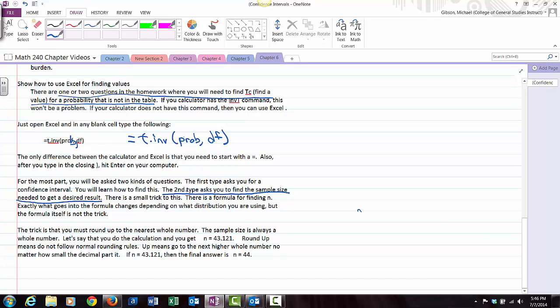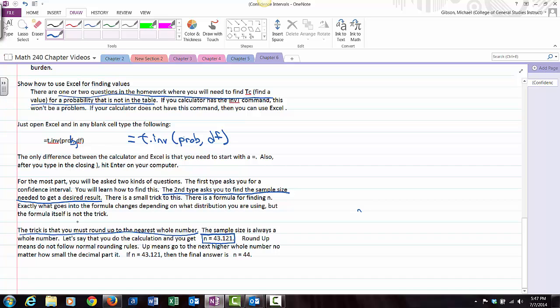All right? There is a small trick to this. There's a formula for finding n. Exactly what goes into the formula changes depending on what distribution you're using, but the formula itself is not the trick. The trick is that you must round up to the nearest whole number. Now they say this in the directions, but people sometimes don't know what round up means. The sample size is always a whole number, right? You're going to take a sample with a certain number of items in it. Let's say you do the calculation and you get n equals 43.121. Okay? So what does round up mean?